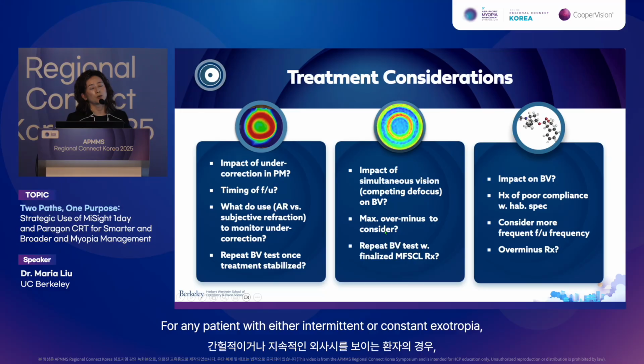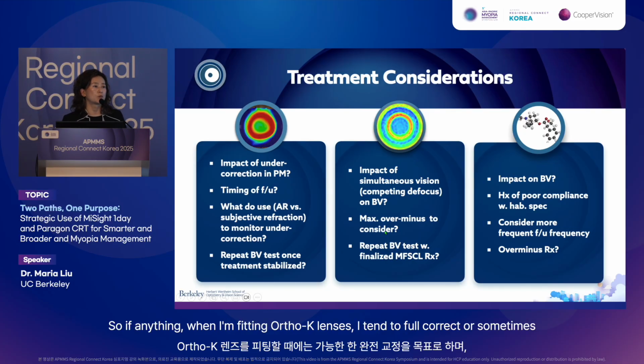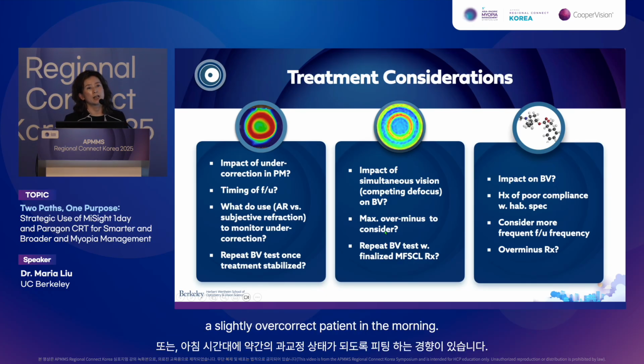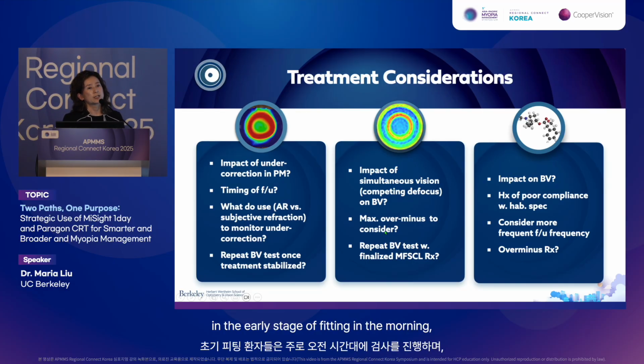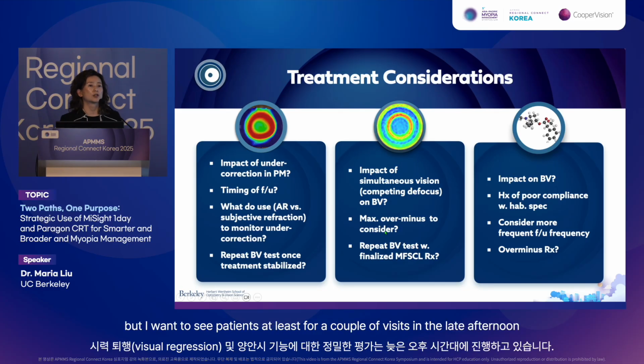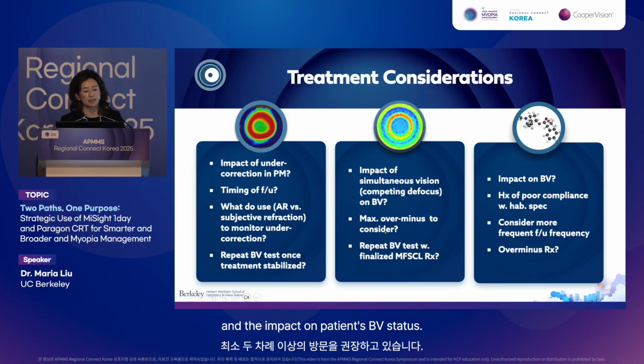For any patient with either intermittent or constant exotropia, I usually try to avoid any level of undercorrection. So if anything, when I'm fitting Ortho-K lenses, I tend to fully correct or sometimes slightly overcorrect the patient in the morning. And in terms of the follow-up, I do want to see patients in the early stage of fitting in the morning, but I want to see patients at least for a couple visits in the late afternoon to understand a little bit better the potential visual regression and the impact on patients' BV status.